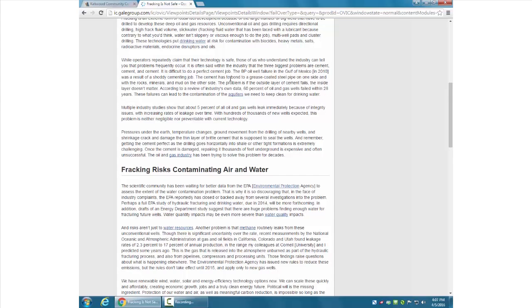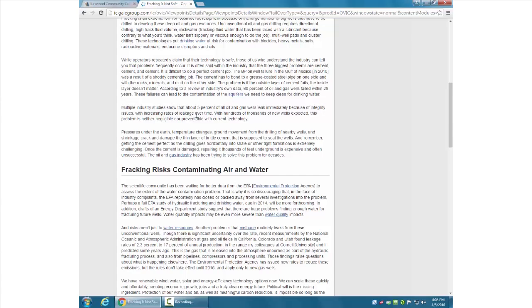The BP oil well failure in the Gulf of Mexico, this was added for readers who might not be familiar with that catastrophic event, was the result of a shoddy cementing job. The cement has to bond to a grease-coated steel pipe on one side and with the rocks, minerals, and mud on the other side. The problem is if the outside layer of cement fails, the inside layer doesn't matter. According to a review of the industry's own data, 60% of oil and gas wells failed within 28 years. These failures can lead to the contamination of the aquifers we need to keep clean for drinking water. So he explains things. A review of the industry's own data. What data? Review conducted by whom? When? Might want to know that.